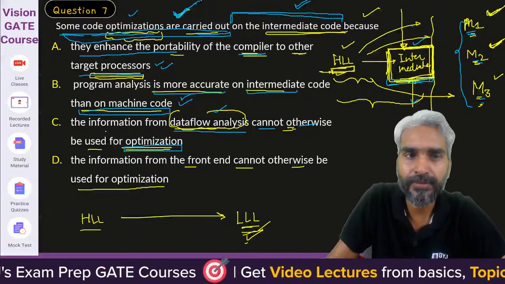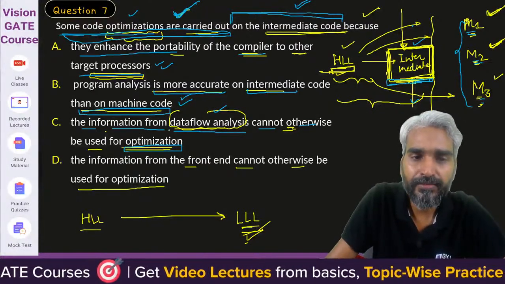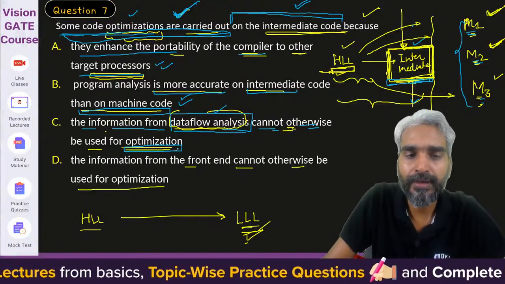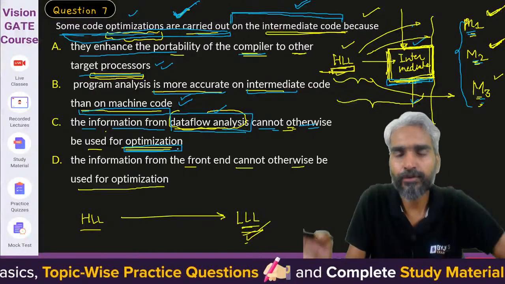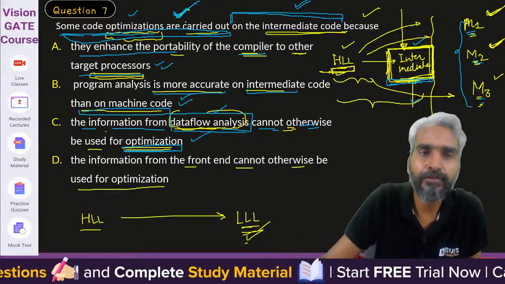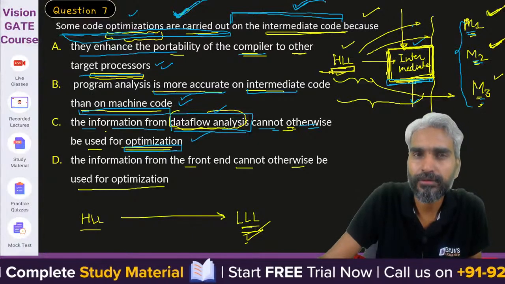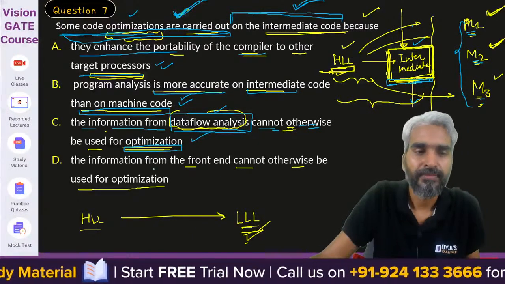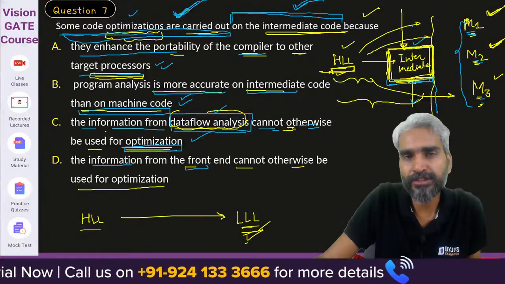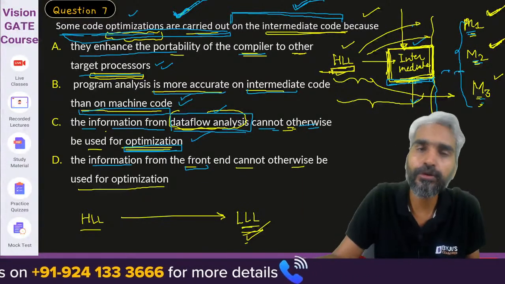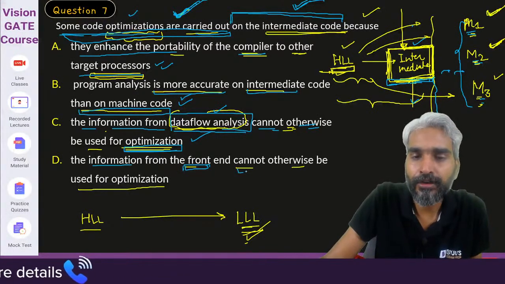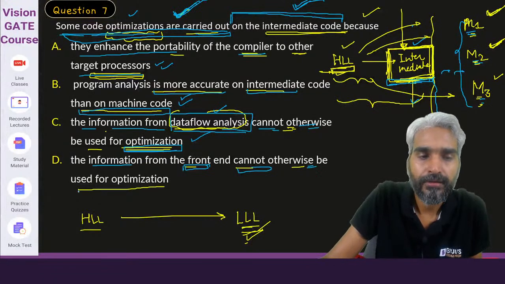The information from data flow analysis cannot otherwise be used for optimization. What is it trying to say? That whatever information you are getting from the data flow analysis cannot be used for optimization if you do not perform this optimization on the intermediate code. No, sir. So the information from the front end. Front end means up to intermediate code generation. After that, once you start generating the target code, it becomes the back end. The information from the front end cannot otherwise be used for code optimization.